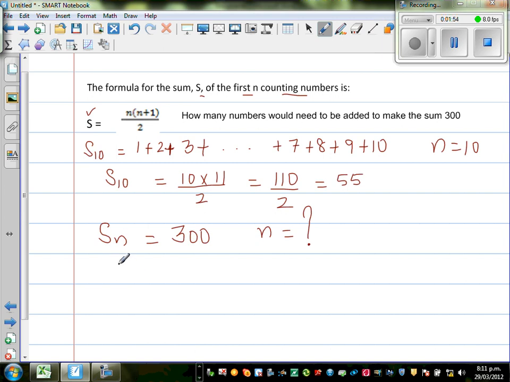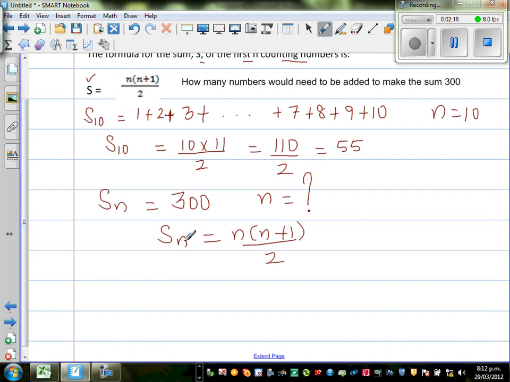In place of S, they should have written Sn. Sn and S are the same. Hopefully this is not confusing. So I'll write this again. What they have given is Sn is equal to n times (n plus 1) divided by 2. Here, in place of Sn, I can put 300. So 300 is equal to n times (n plus 1) divided by 2.